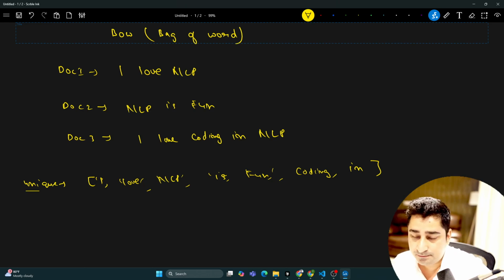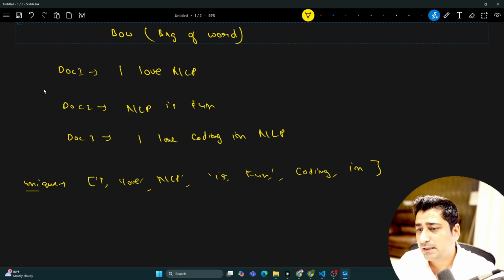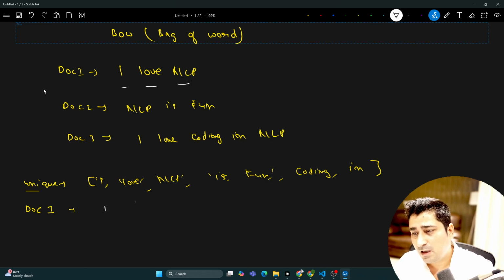So these are the unique data that we have. Now this data set is going to behave as a column value, right? How? Let me show you that part. For example, if I'm going to convert this document 1 into its numerical representation, in document 1, as we can see, we have I, we have love, we have NLP. So I is 1, love is 1, NLP is 1, and the rest is going to be 0, 0, 0.